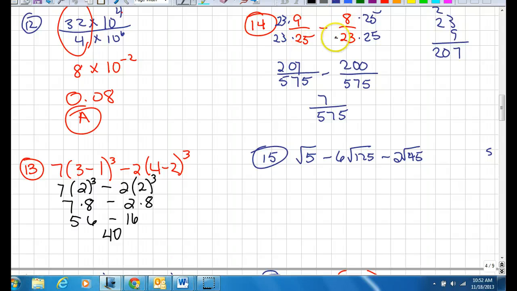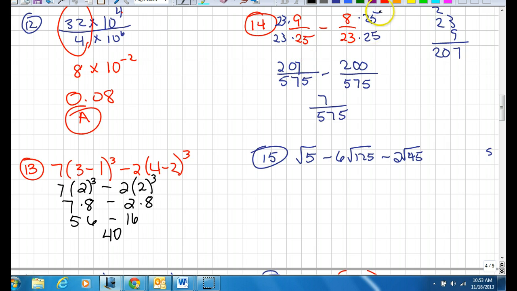14 is kind of a large fraction. A lot of multiplying having to go on here. Because we had to find a common denominator, I just took 25 times 23. 23 is a prime number, so there's not anything much I can do with it. So when I did that, I got 575 on the bottom. Then 9 times 23 is 207.